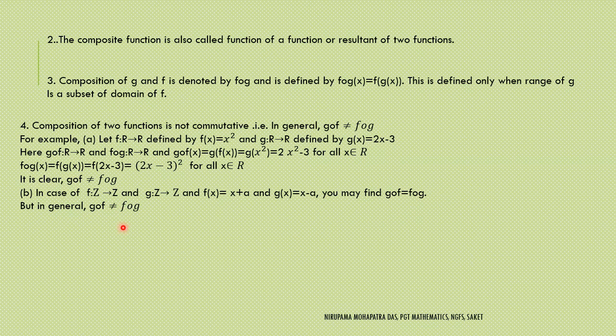So in both the cases you have seen, in one case you are getting F of G equal to G of F, in the other case you have seen F of G not equal to G of F. So in general we cannot say it is commutative. Even if in hundreds of cases F of G may be equal to G of F, but if in a single case both the compositions are unequal, we can conclude G of F is not equal to F of G. So in general, composition of functions is not commutative.